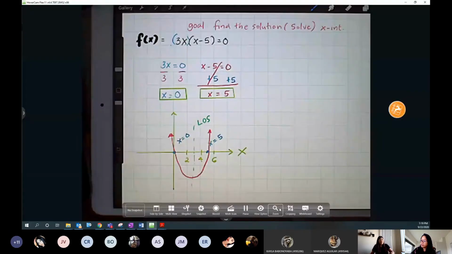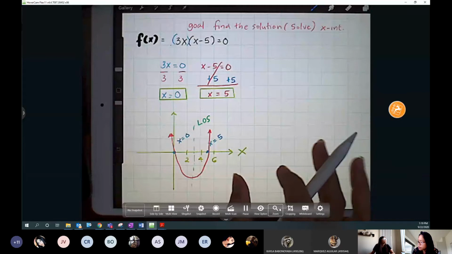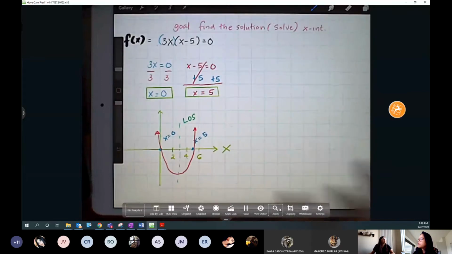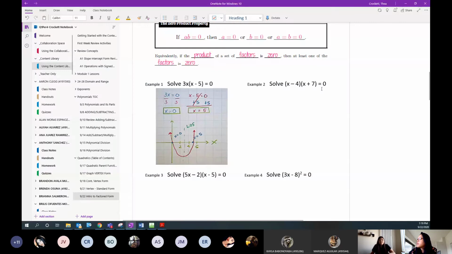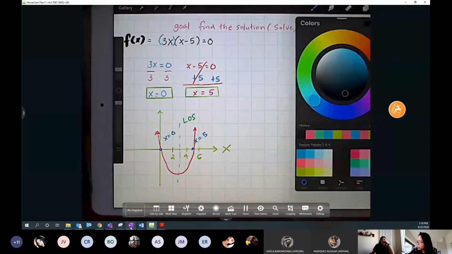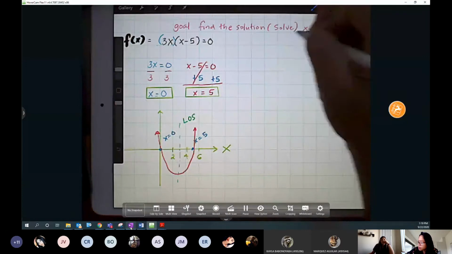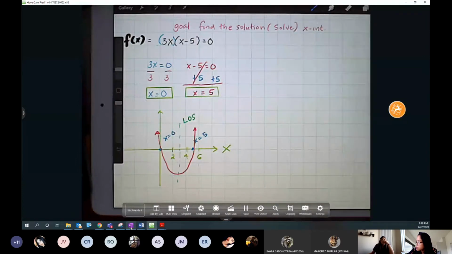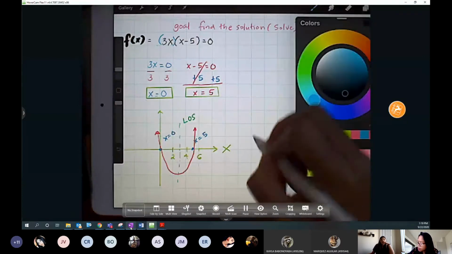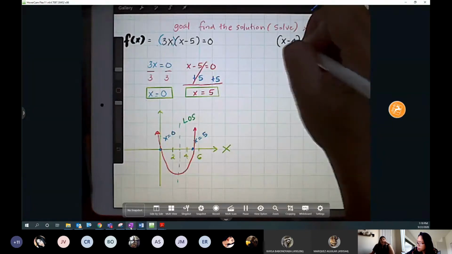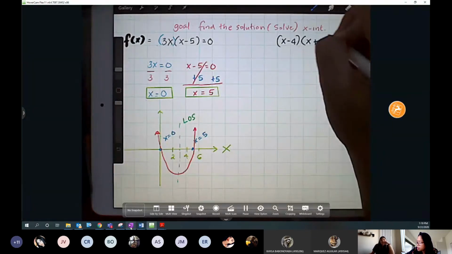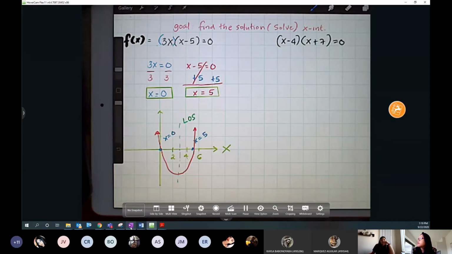All right, so it's very simple. We're going to do the next one. It's x minus 4 and x plus 7, it's also equal to 0. So (x minus 4)(x plus 7) equals 0.